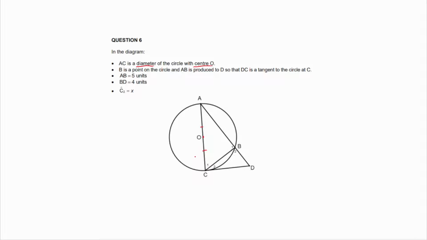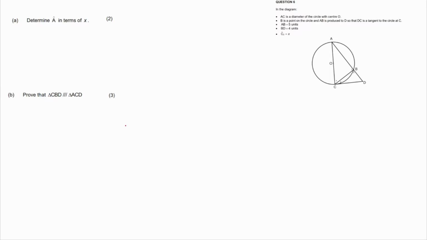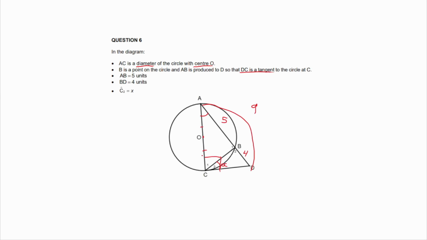They say B is a point on the circle. AB is produced to D such that DC is a tangent. So important, DC is a tangent. This is a radius, so this is 90 degrees. That might be useful. AB is 5 units, here's AB. BD is 4 units, that's 4, so we know this entire length is 9. Could be useful, and again, we have this angle is 90, so we might be able to do Pythag. We're just looking through at our options. They say C2 here is X, so this angle's X. And that's everything. They say determine angle A in terms of X.